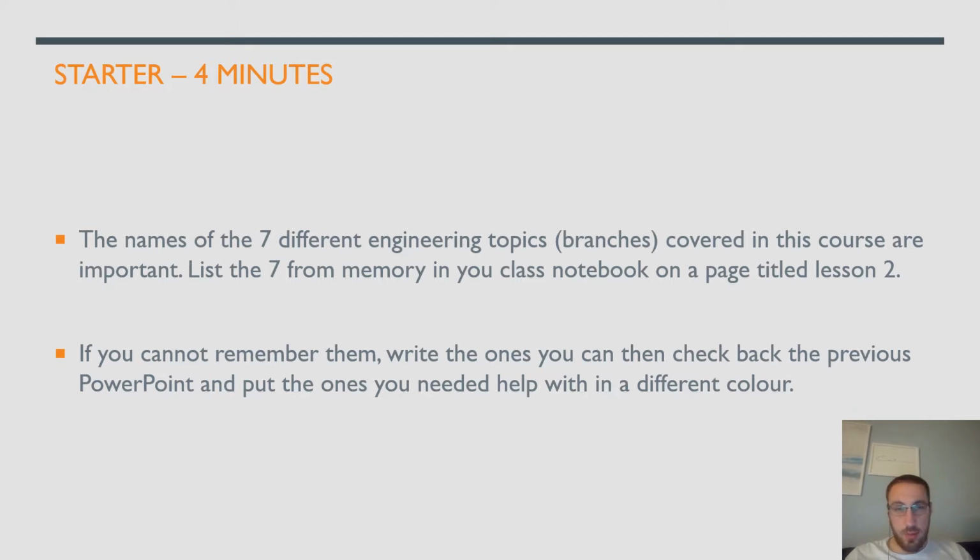there's one that's titled Lesson 2. Could you, from memory, list the names of the 7 different engineering branches or topics that we discussed during the first lesson? I would like you to try and do it all from memory. If you can't remember any, then give yourself a couple of minutes to see if it comes back to you. But then go back to the PowerPoint, look at the right answers, and then just type them in a different font so we can see how many you are managing to keep fresh in your head. So just go do that now.